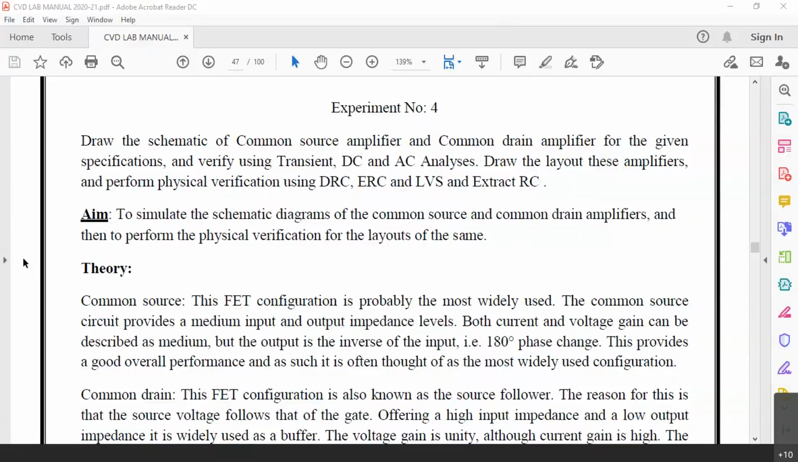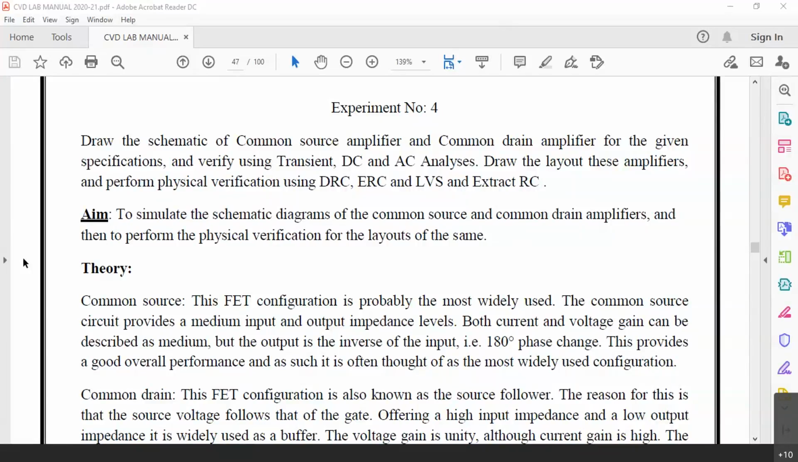So these common source and common drain amplifier circuits are not present in your theory course in the 5th semester. But we thought that anyhow it is a VLSI lab now, let us cover these experiments now in the 5th semester. Its theory can be dealt with in more detail in the next semester.